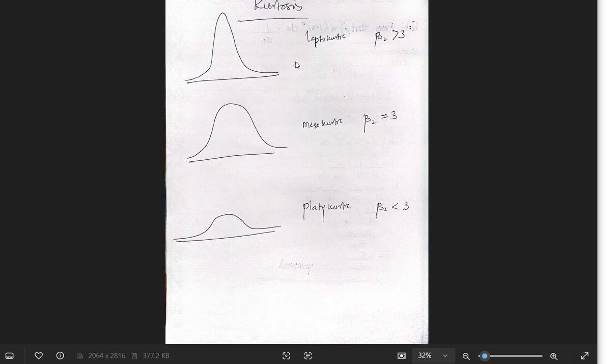We are not going into the calculation because intense calculation is required for beta 2, so we have to stick to this. You have to remember all these things. That's the complete chapter on measures of dispersion, and we have discussed kurtosis and skewness equally. Okay, thanks.